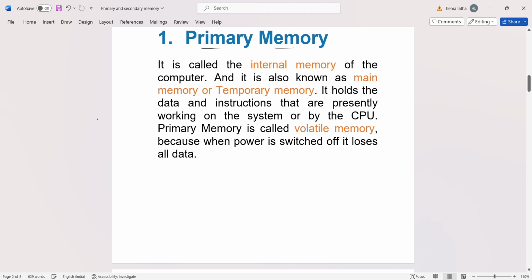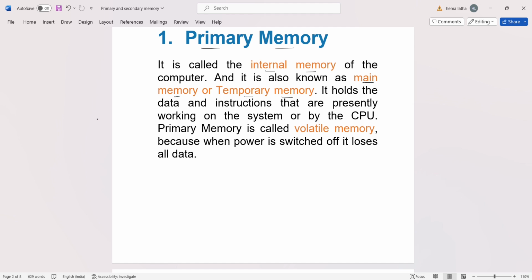Actually, the primary memory is also known as internal memory. It has different names, but the process is the same: internal memory, or otherwise main memory or temporary memory. Why it is called temporary memory means it will store the information temporarily. Okay, it cannot store permanently. It will be used only temporarily.